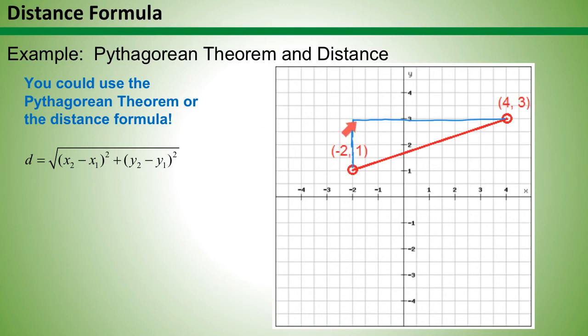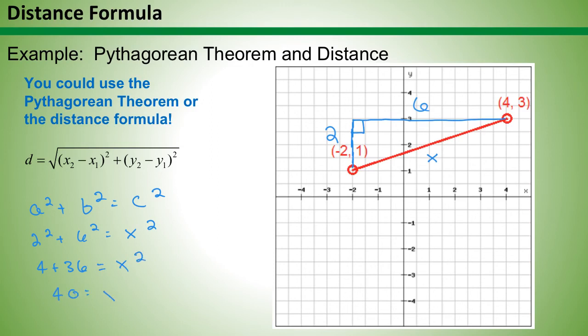And the length of this side right here, it goes from 1 to 3, so that length is actually 2, okay? The length of the other side is actually 6. So if I'm trying to find this distance right here, I know that the Pythagorean theorem is a squared plus b squared is c squared. I'm basically just trying to find c here. So what I have is 2 squared plus 6 squared is equal to x squared. So that's going to be 4 plus 36 equal to x squared, and then 40 is equal to x squared.